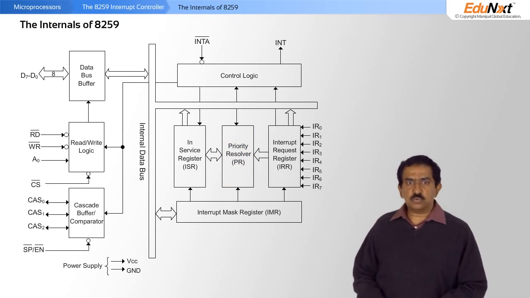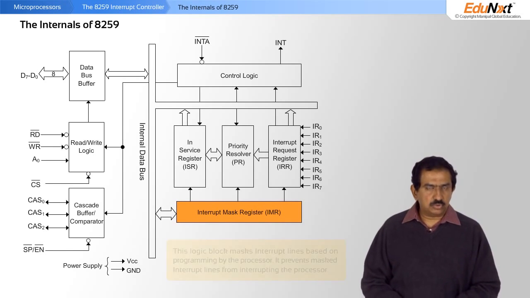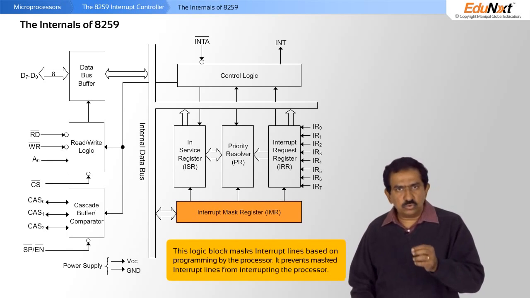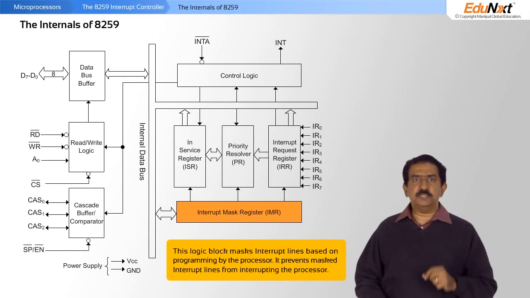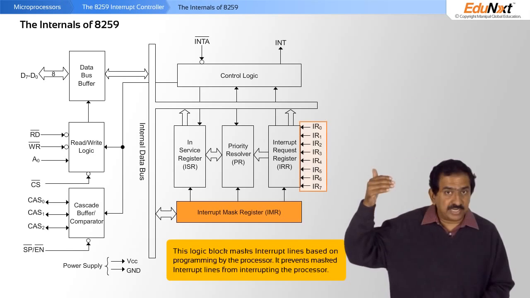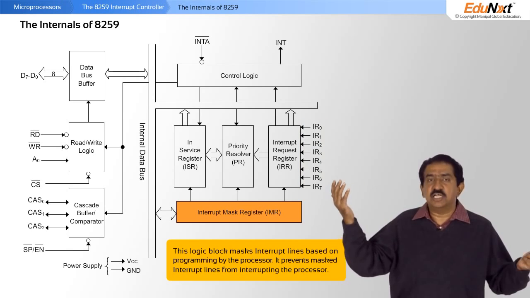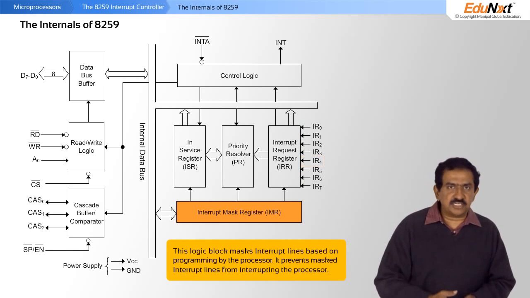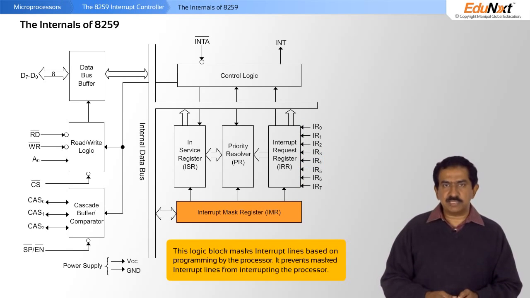The last piece of this is what's called the interrupt mask register. This register allows you to define specific interrupt inputs that you can mask. So of the 8 interrupting lines, you can say I'm not interested in interrupt number 4 and mask it from ever being recognized by the processor.